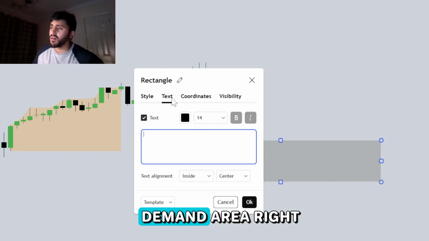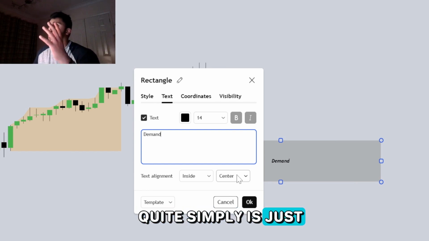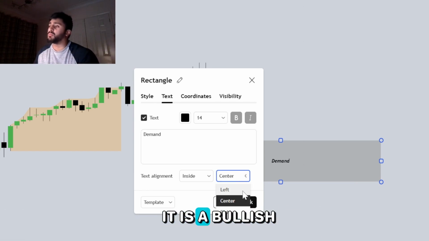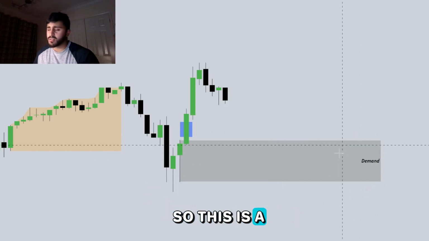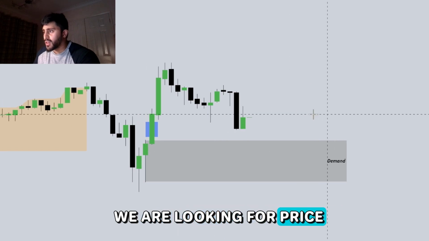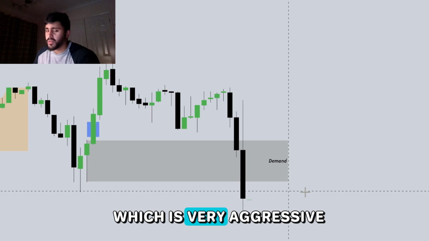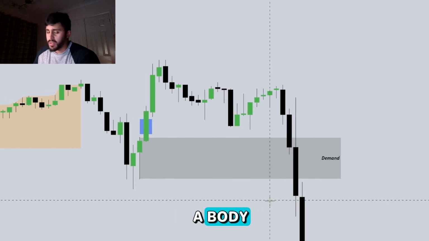This is actually a demand area, right? This is an area of demand. So a demand area, quite simply, is just a bullish POI. It is a bullish area which is left in imbalance. So when we continue to play price on, we are looking for price and how it behaves in this region, right? It's quite interesting. So we had market open, which was very aggressive, and we broke with a body.